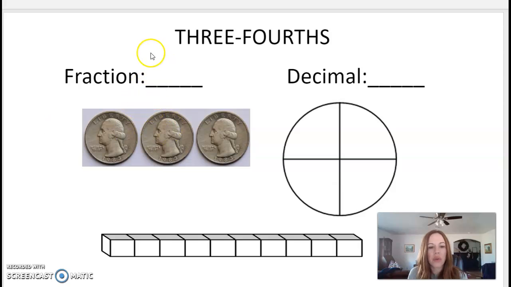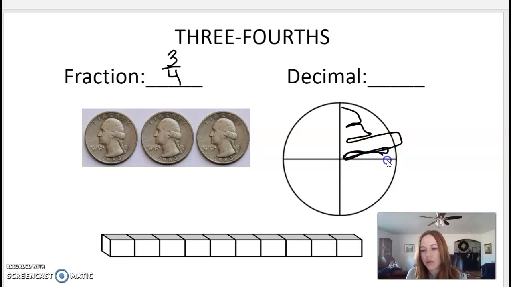How would you write 3/4 as a fraction? Well, you would write 3/4. And in our fraction circle, what would we color in? Well, we would color in 1. You're outside the lines there. That's okay. 2. This really is much harder than it looks, isn't it? 3.